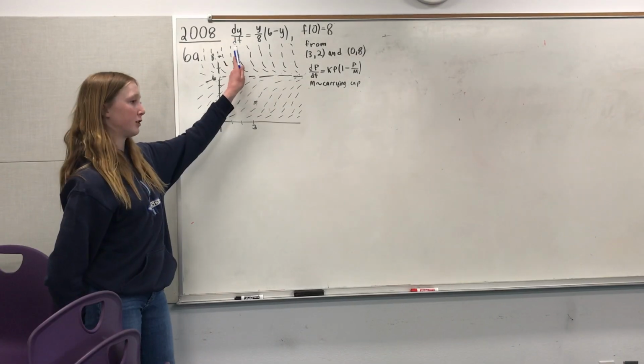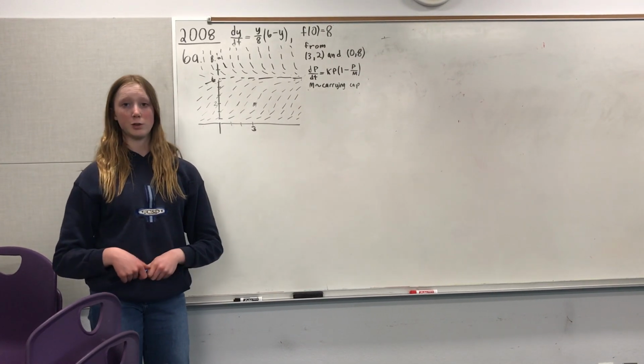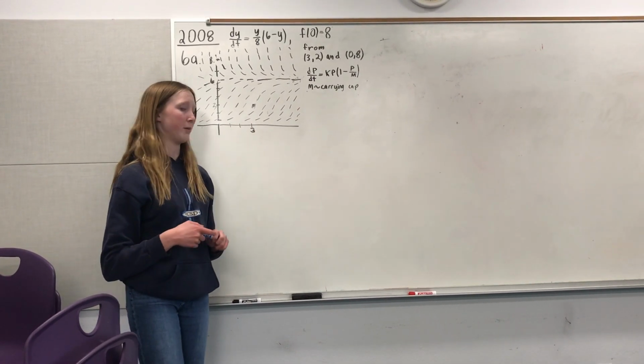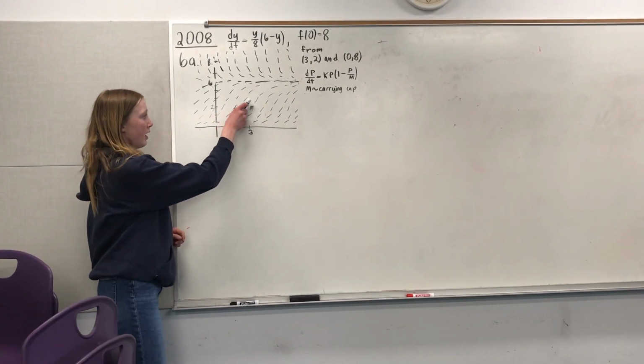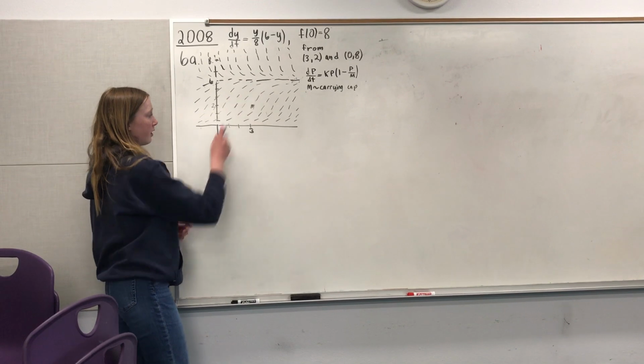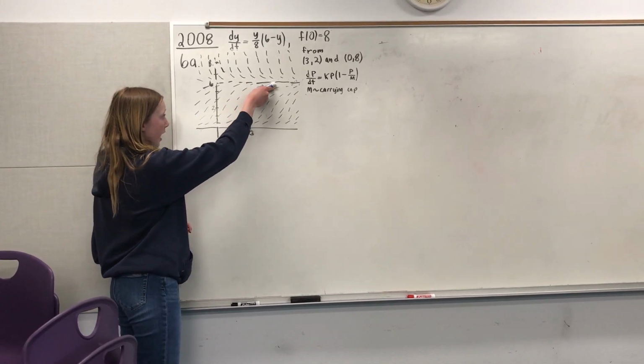We're given a differential equation and an initial condition, and we're asked to draw the solution curves through (3, 2) and (0, 8). With this slope field, we have tangent line approximations at different points, so we can see that the slope will increase, then start to level out.